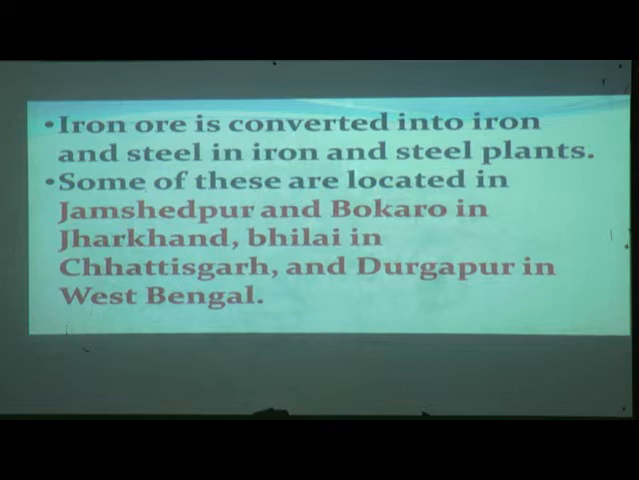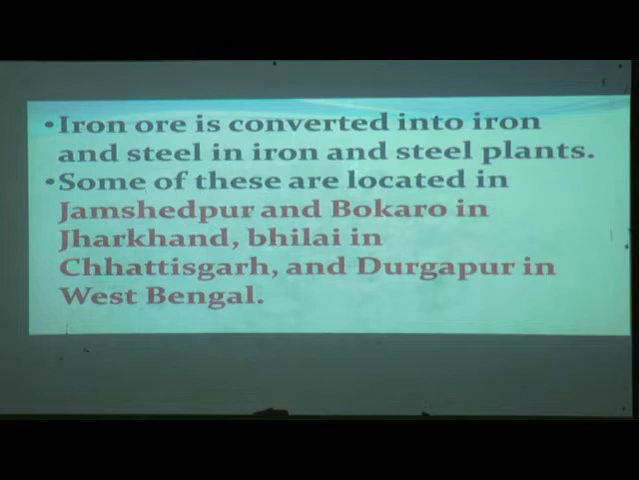Iron ore is converted into iron and steel in iron and steel plants. Some of these are located in Jamshedpur and Bokaro in Jharkhand, Bhilai in Chhattisgarh and Durgapur in West Bengal. Whereas the pure iron ore is obtained by digging, like mining. So what is firstly done is it is converted, changed into iron. It is separated into iron and steel, in where? In an iron and steel plant.